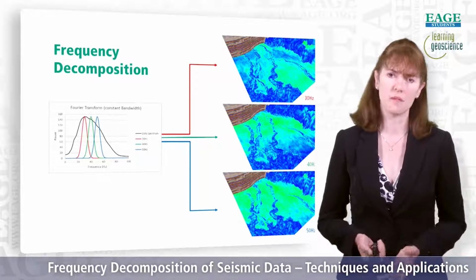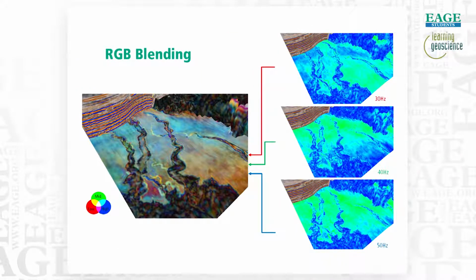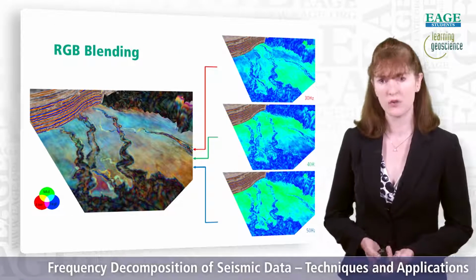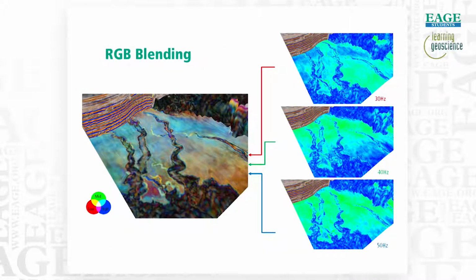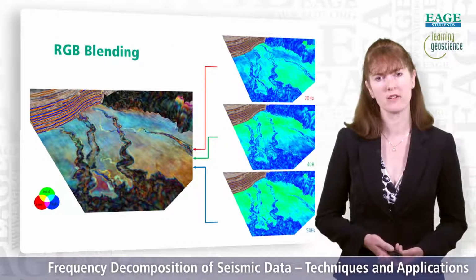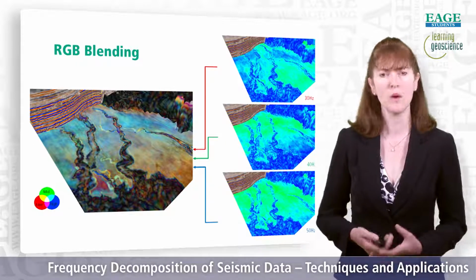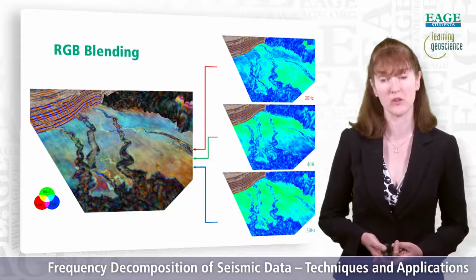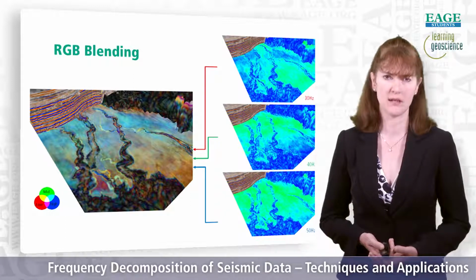So it's much easier if we combine them together into one volume, and we do this using RGB blends. So the 30 Hz response goes into the red channel, the 40 Hz response into the green channel, and the 50 Hz response into the blue channel. And when we do this, we get a blend that shows us the contribution from all 3 volumes. So where we've got areas of white, we've got a strong high amplitude response in all 3 volumes. Where we've got black, we've got low amplitude response in all 3 volumes. And where one color is dominating, then that frequency is dominating.